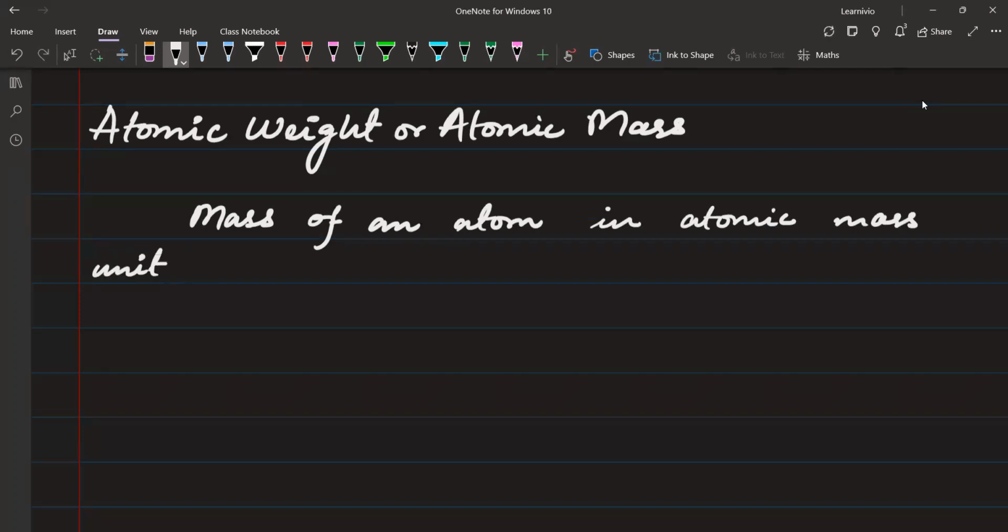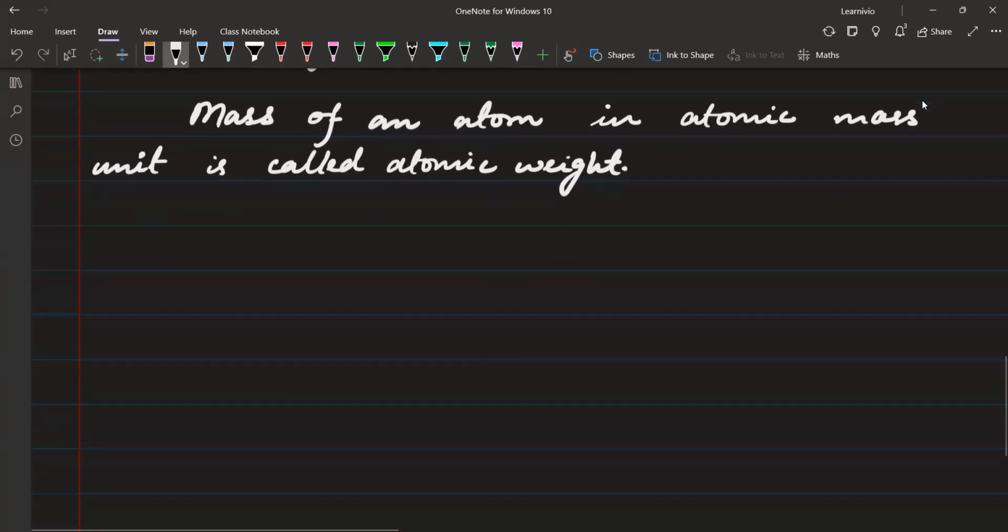Yes, sir. Make sense? The mass of an atom in atomic mass unit is called atomic mass or atomic weight. ठीक है? Anything you write, it's the same thing. Right? Make sense? Yes or no, please tell me. Is this definition clear? I hope this is not something that you have to memorize. I hope now you can have some conceptual understanding about this sentence.